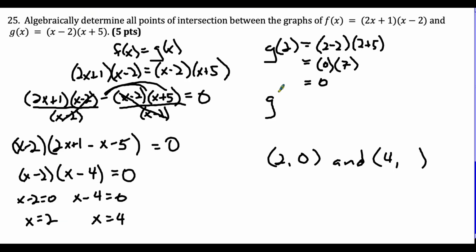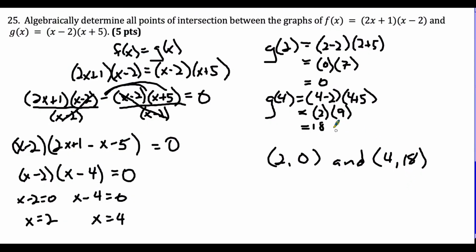Well, let's do the same thing for 4. So I'm going to plug 4 into g. So that would become 4 minus 2 times 4 plus 5. 4 minus 2 is 2. And 4 plus 5 is 9. And 2 times 9 is 18. So 18 is the y-coordinate for this point. So my 2 points of intersection are the points (2, 0) and (4, 18).